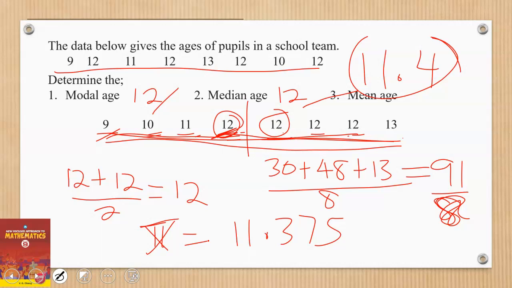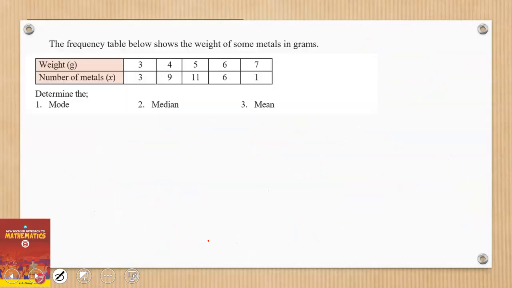Good. Now let's take another example and see. This time around, they've put the data in an ungrouped frequency table. First of all, we want to find the mode. The mode again is the highest frequency. So you can see that the highest frequency is 11 here, and 11 corresponds to 5. So the modal weight is 5.